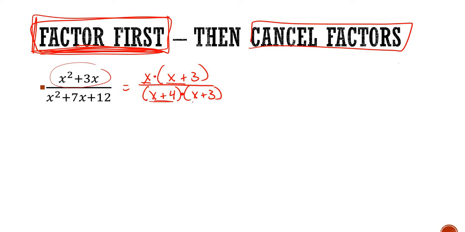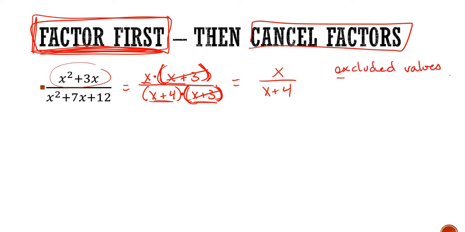There's my multiplication. So on top, I have two factors, x and x plus 3. On the bottom, I have two factors, x plus 4 and x plus 3. These two factors, the whole thing, the x plus 3 and the x plus 3, can be canceled, leaving me with x over x plus 4.